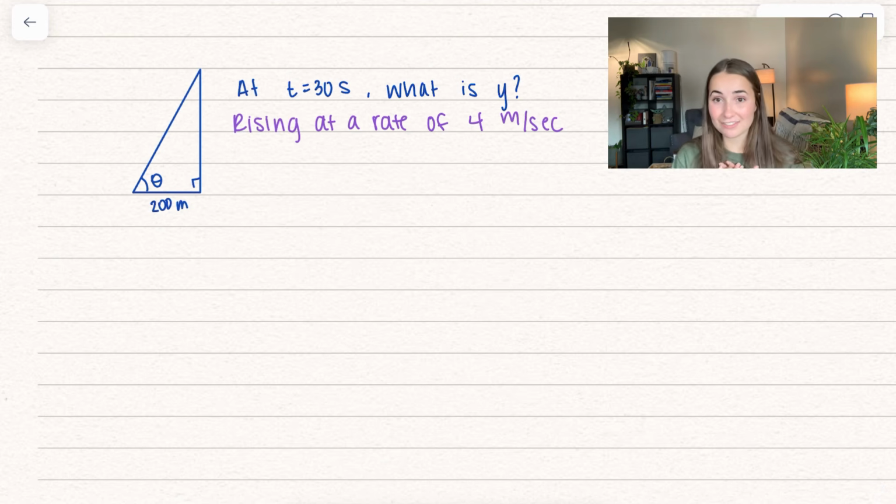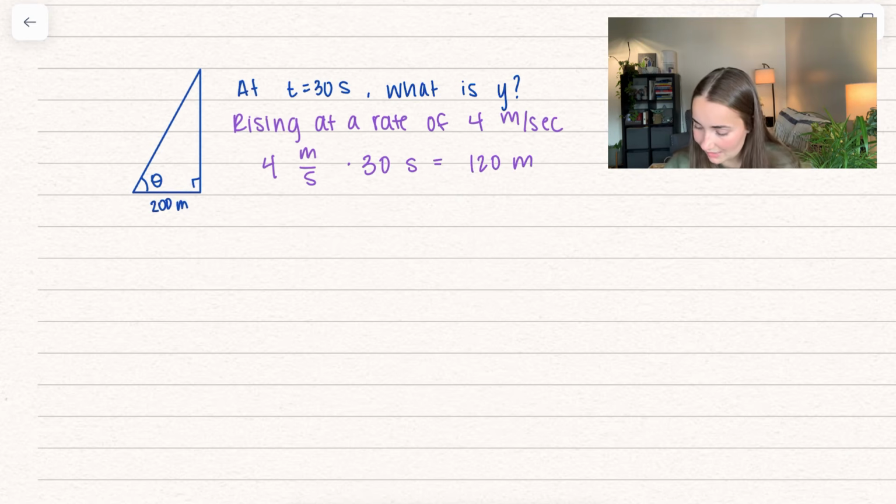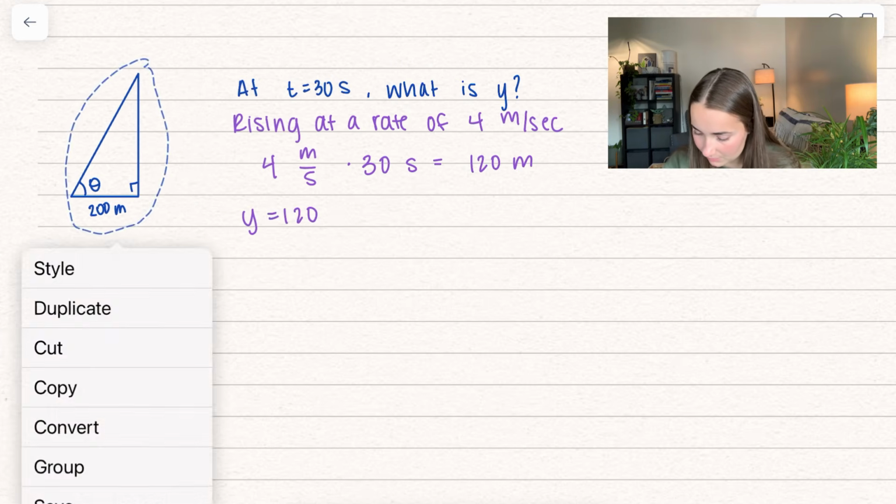Well, that means I can find how tall it goes after 30 seconds, right? 4 meters per second times 30 seconds is equal to 120 meters. And so I get my y value is equal to 120. So I'm just going to go ahead and fill this in on my triangle right here.